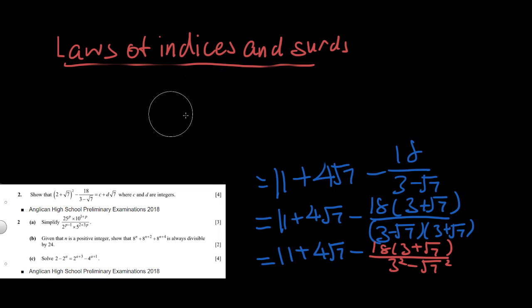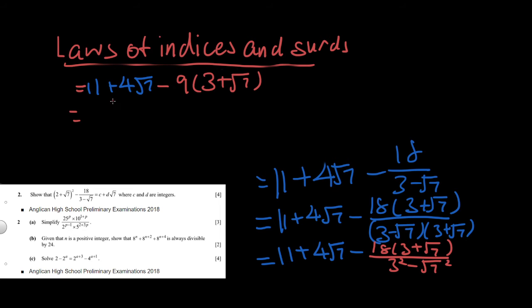Let me erase this. So this becomes 11 plus 4 square root 7 minus 18 over 2, which is 9, times (3 plus square root 7). Now it's quite fairly obvious. You see that these are two integers, so you can subtract them: 11 minus 9 times 3.